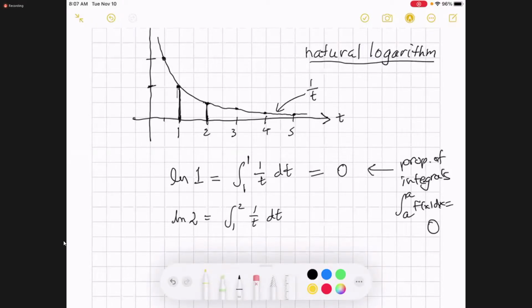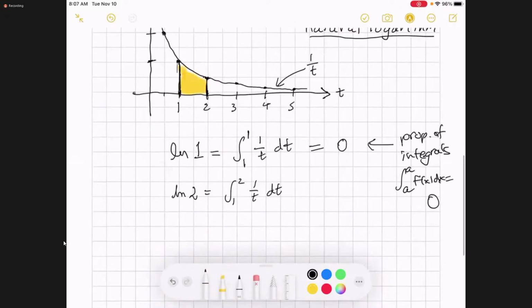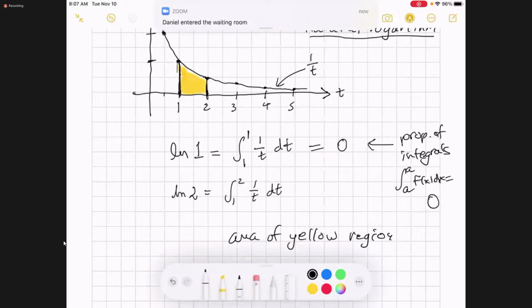I'm going to color it in. Try not to go out of the lines. So ln of 2 represents the area of that yellow region. In particular, it's a positive number.